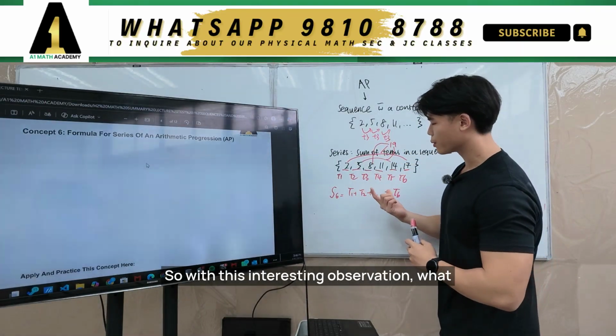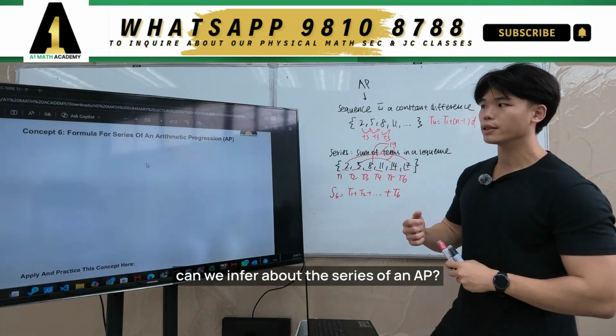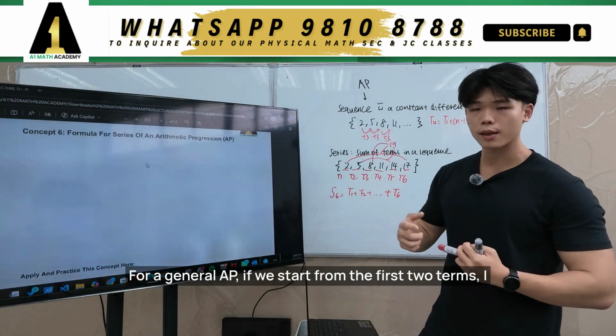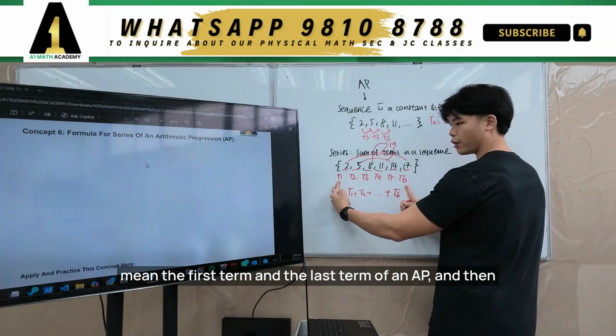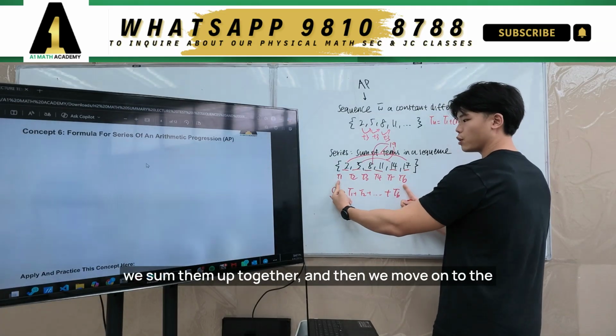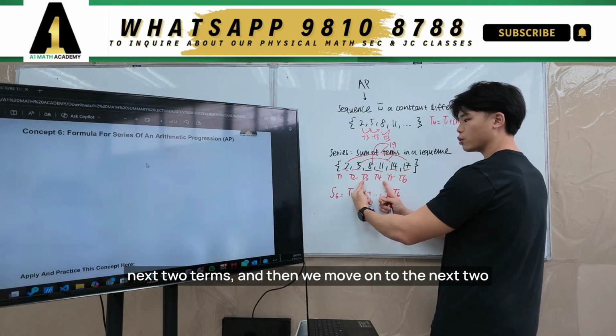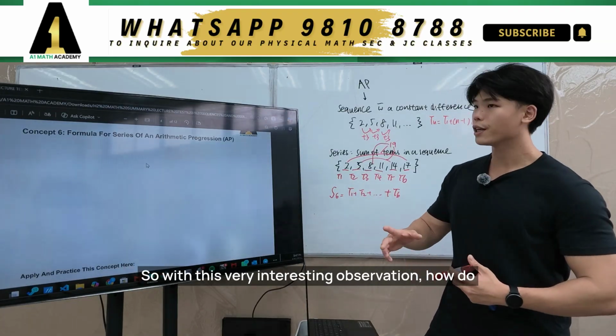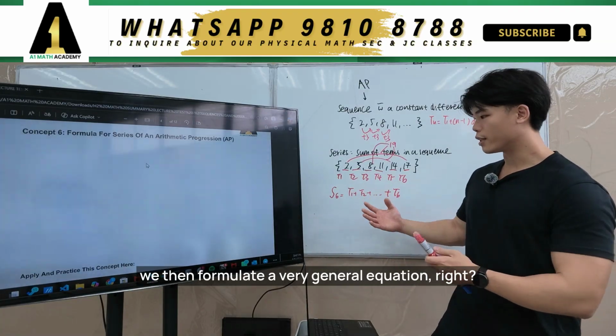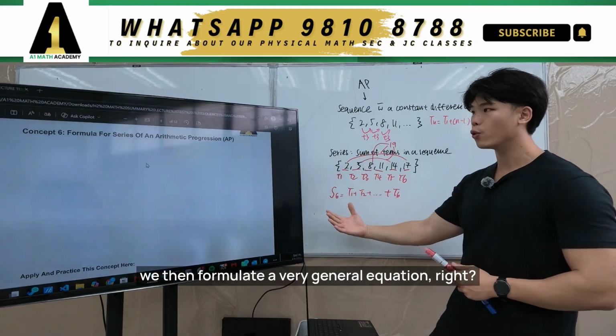With this interesting observation, what can we infer about the series of an AP? For a general AP, if we start from the first term and the last term, and sum them up together, and then move on to the next 2 terms, and then the next 2 terms, every single pair will add up to the same value. So with this observation, how do we formulate a very general equation?